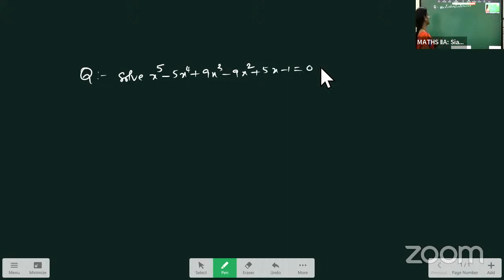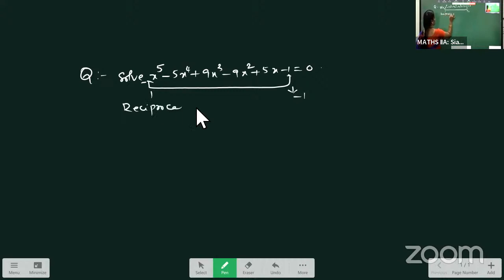So let us observe the first and the last terms here. What is the coefficient of x power 5 here? That is 1, and here the coefficient is minus 1. So whenever the question comes like that, we have to understand that it is a reciprocal equation of class 2. Reciprocal equation of class 2.